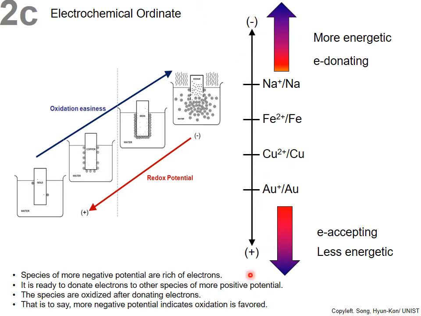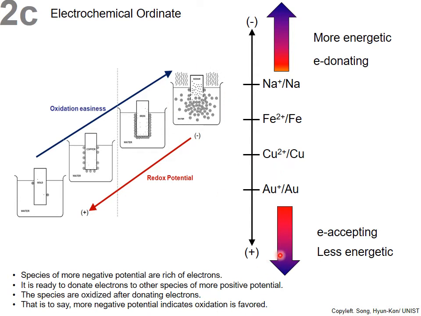Here is the ordinate, vertical arrows or vertical lines, and then gold is going to this point, and copper here, iron here, and then the sodium is there. So we have 4 elements on the ordinate. What does it mean?